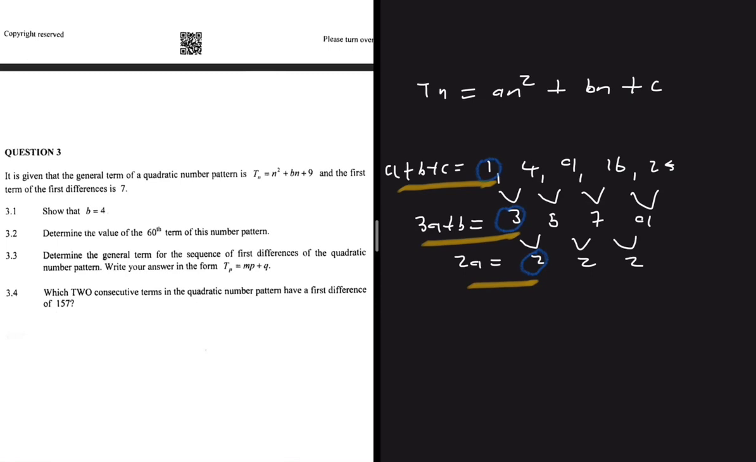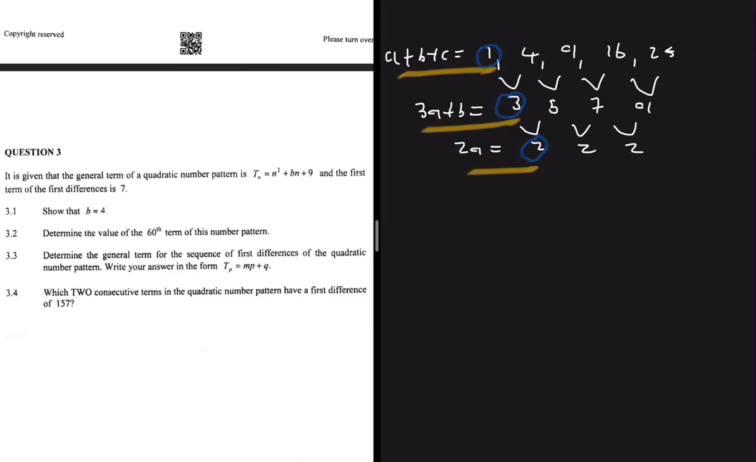So let's go ahead and see if we can use any of these to answer the questions we have. It is given that the general term of a quadratic number pattern is Tn = n² + bn + 9, and the first term of the first differences is 7. Question 3.1 says: show that b = 4.